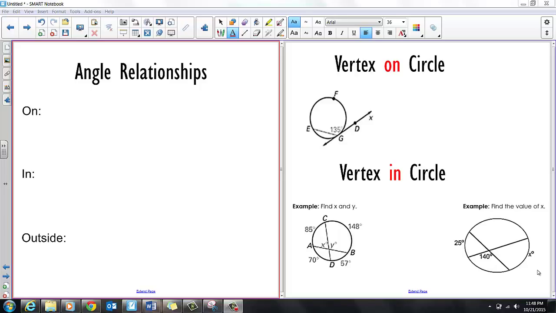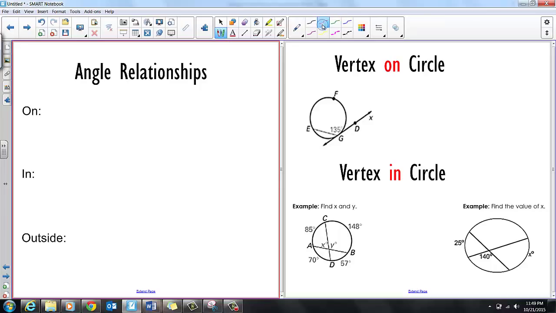In this video, we're going to look at a few more angle relationships inside of circles. We've already gone over the central angle, and we've already gone over the inscribed angle. So the first thing we're going to look at is when the vertex is on the circle. Technically, this is the same thing as an inscribed angle, but it's when there's a tangent line, so it looks a little bit more funky. But we still treat it the same way.